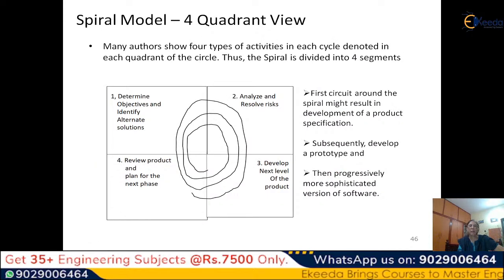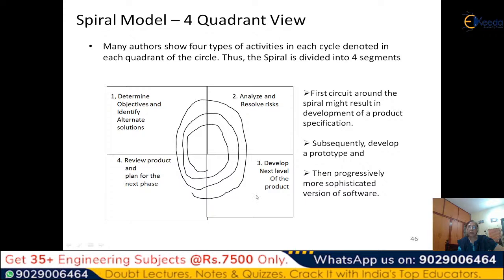This is another view. Here you see instead of 6 segments, there are 4 segments. So you have a quadrant. You have a 4 quadrant view of the spiral. So you can say this first one is to determine objectives and identify alternate solutions. Then for each solution, you have to analyze and determine the impact of the risk and resolve the risks, and decide which solution will be the best one.